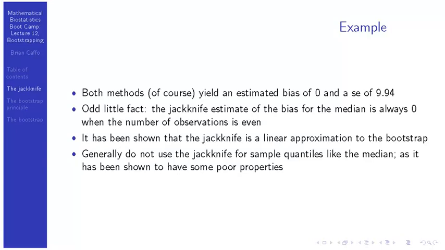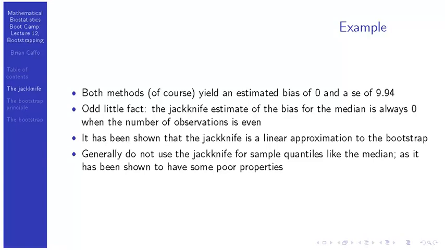And there's an odd little fact. The jackknife tends to work well for sort of smooth functions, and empirical quantiles often don't satisfy that requirement. The median is an example. So there's an odd little fact: the jackknife estimate of the bias for the median is always 0 when the number of observations is even. So the median's an example where the jackknife isn't that good of a thing to do.